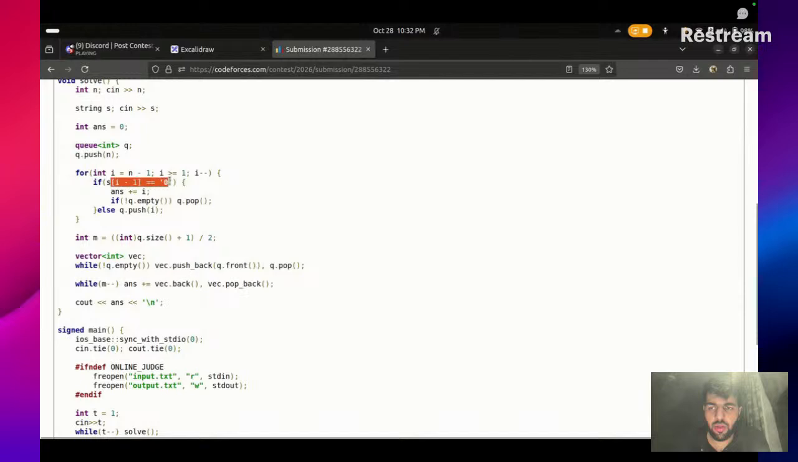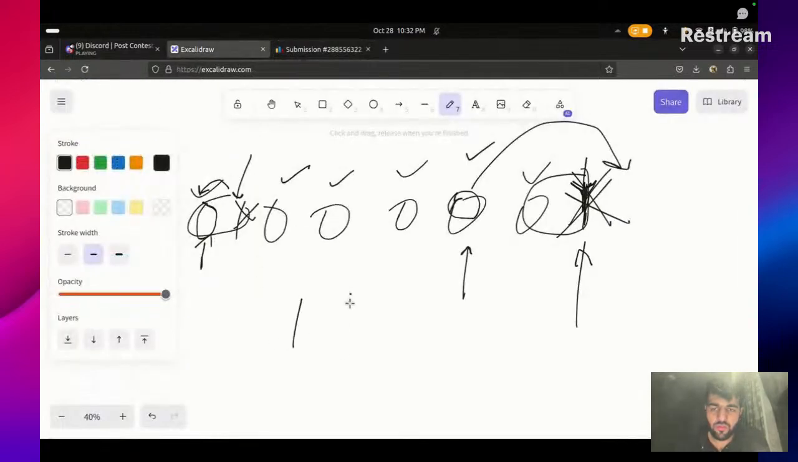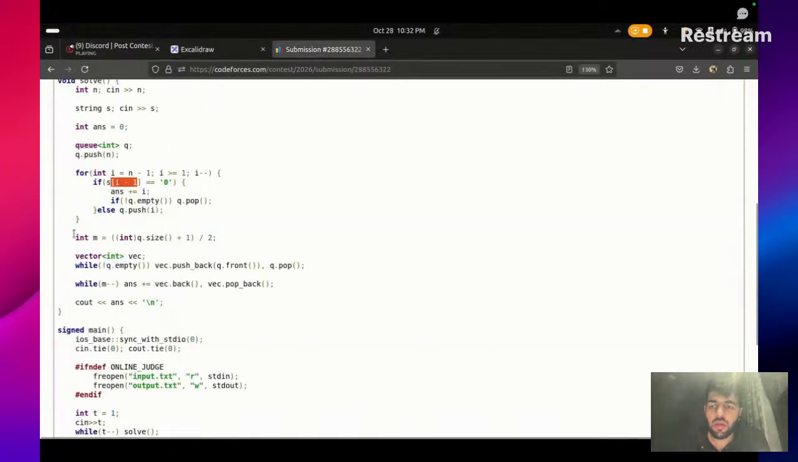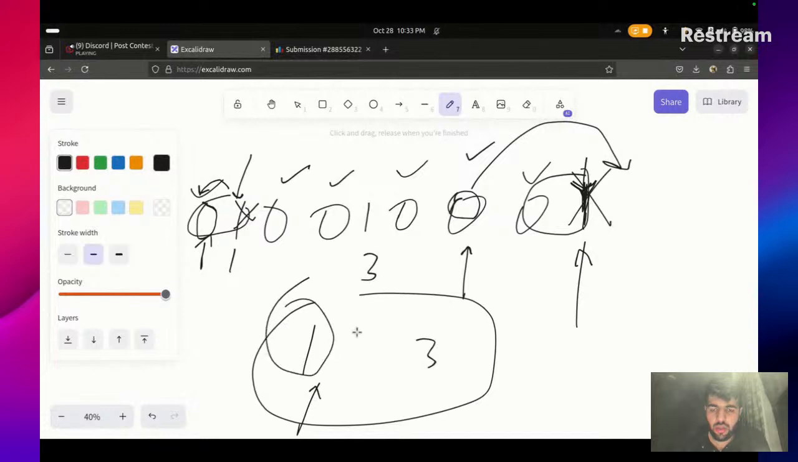Otherwise, if s of i minus one is equal to zero, I just push it off, because I'm considering one-based indexing. At the end I'm remaining with one and three. Let's assume three is one and three. I'm going to take the ceil of it. The ceil of this is one. I'm just taking the one with the lesser index.